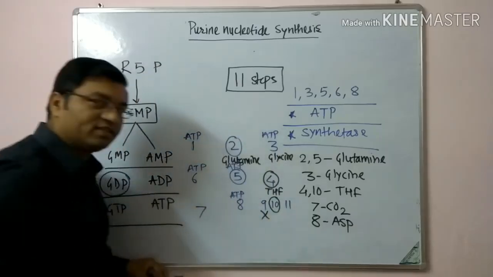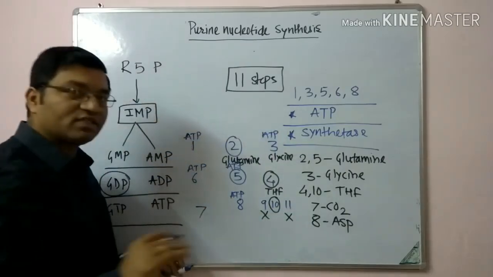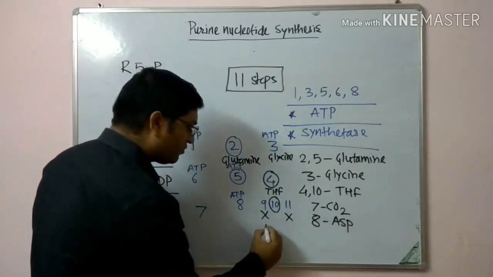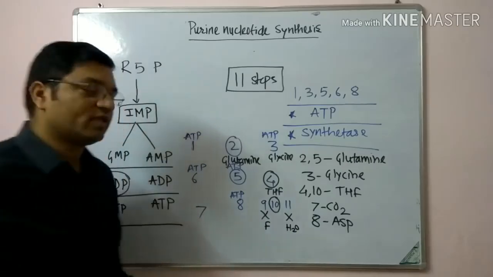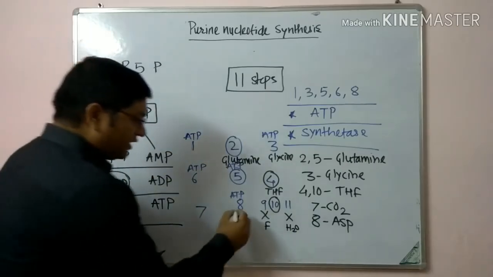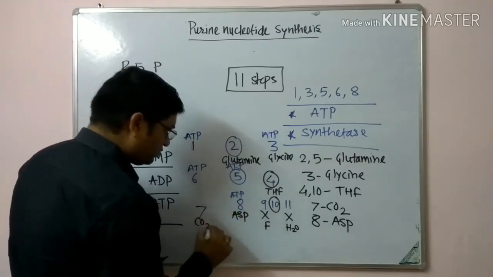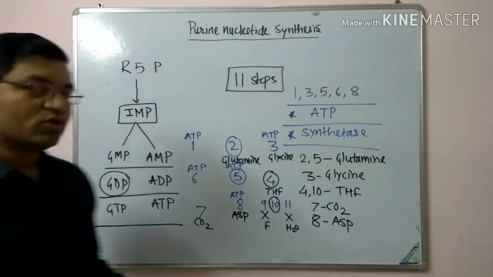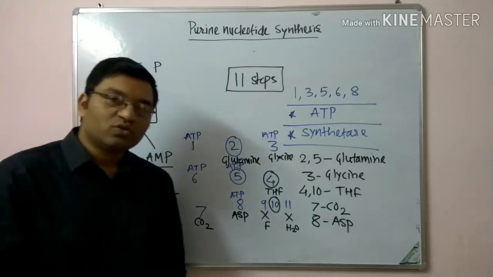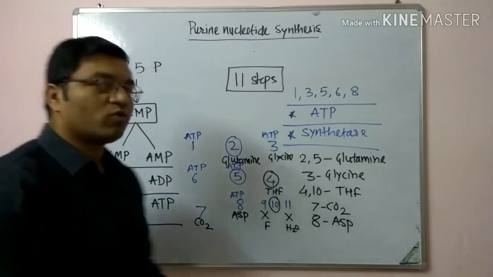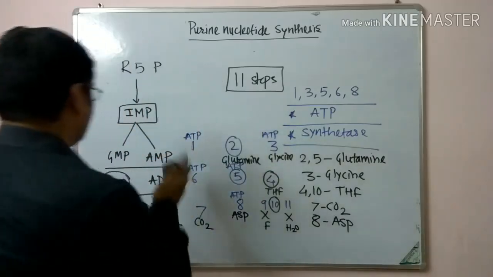Nothing is required in the 9th step and nothing is required in the 11th step, so there is liberation of compounds. Fumarate is liberated from the 9th step and a water molecule is released in the 11th step. In the 8th there is aspartate, in the 7th there is CO2. By remembering this you can remember the entire pathway of IMP synthesis. The pre-existing molecule for purine nucleotide synthesis is ribose 5-phosphate.